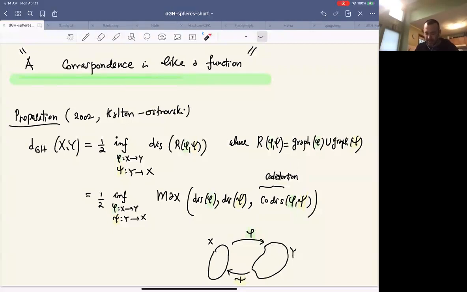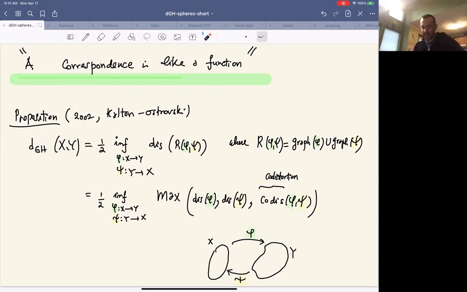There's a proposition proved in the literature by Carlton and Ostrovsky in the early 2000s that gives an alternative expression for the Gromov-Hausdorff distance that really makes use of functions. They prove that you can compute Gromov-Hausdorff by restricting yourself to certain special correspondences. If you have a map phi from X to Y and a map psi from Y to X, take the union of the graphs of these two functions and call that R phi psi.